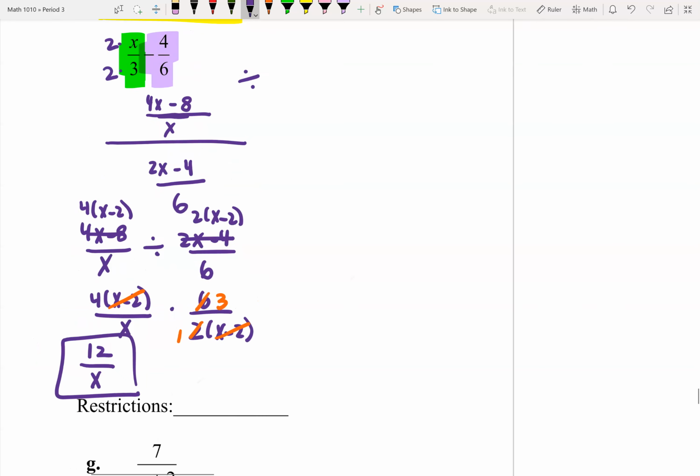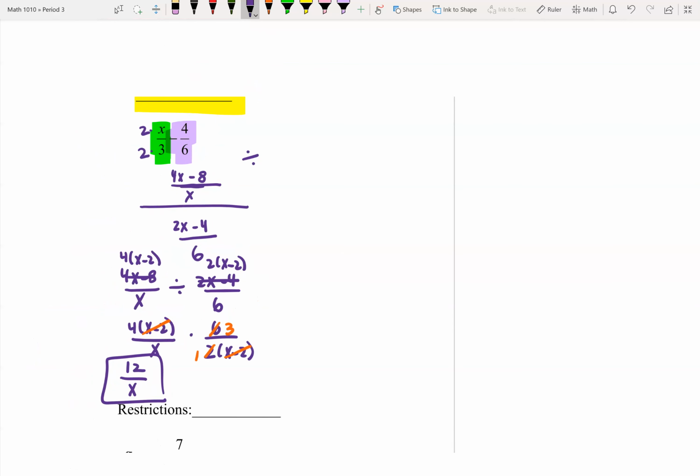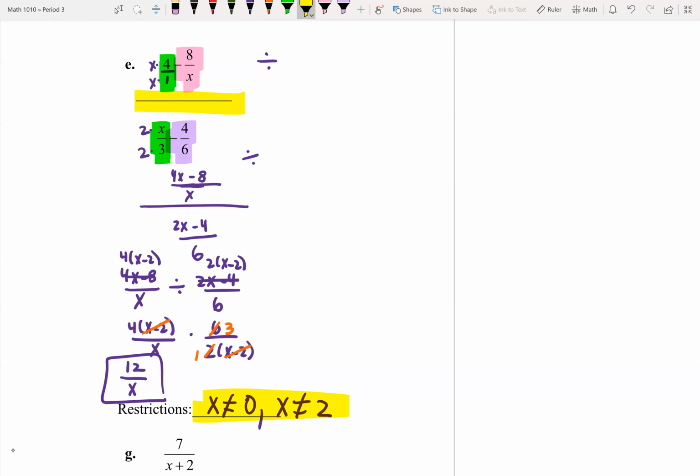Okay? Right now, everybody on your paper, but not out loud, list your restrictions. Okay, Kensley, what do you have, honey? X can't be 0 and X can't be 2. Good. And write it like this. Do 2 separate statements. X cannot be 0. X cannot be 2. Because like I said, that's how we have to write it.